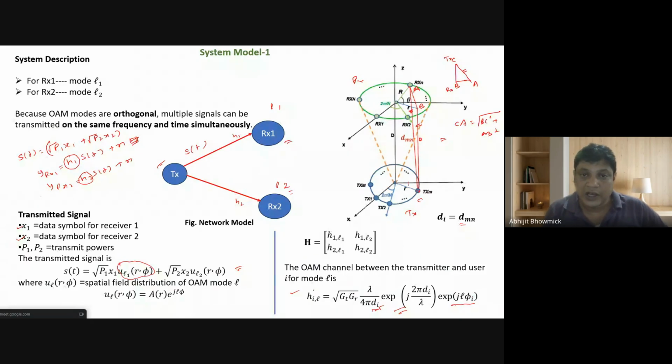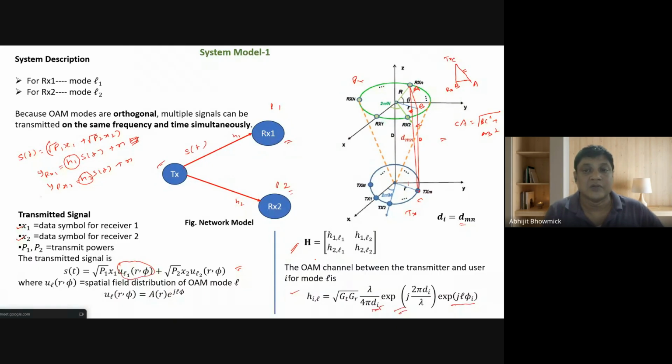So this H_il indicates the OAM channel. Here, since I am transmitting two modes, for each mode there would be one link. In normal communication, transmitter to receiver, if they are using a single antenna system, we used to consider a single link, that's H. But here it is a little bit different. Since the transmitter is transmitting two modes, each mode to the receiver will be treated as one link. So the channel structure becomes this one.